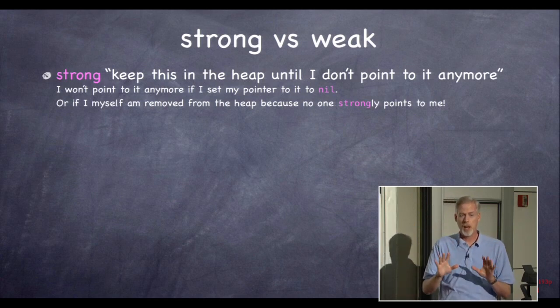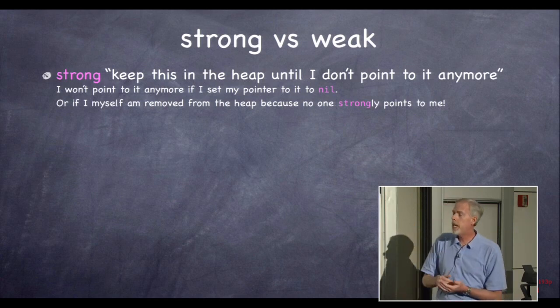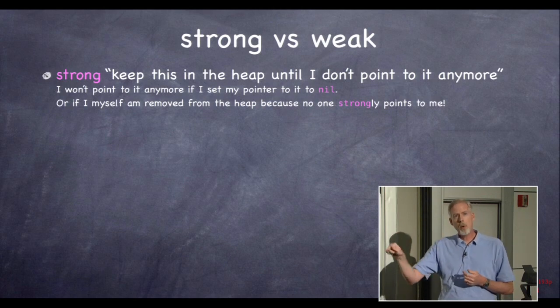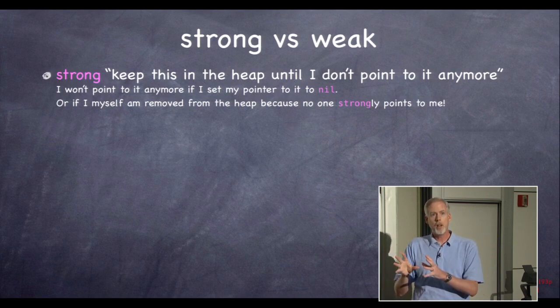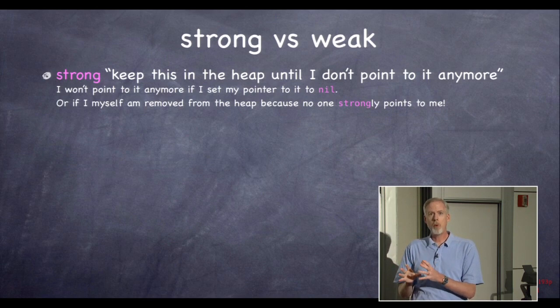Right? We're almost always using objects. So strong means keep the thing that this points to in the heap, the object that this points to, keep it in the heap. Don't deallocate its memory. Keep it in there until I stop pointing to it with this strong pointer. So in other words, I'm strongly pointing to that thing. I want it to stay there.